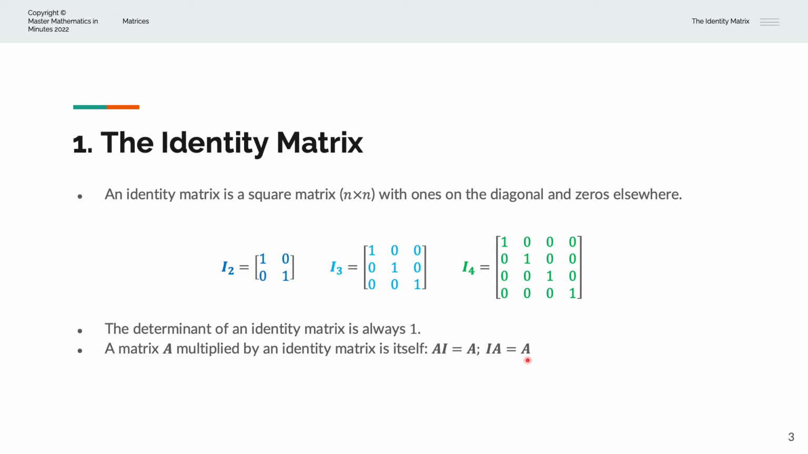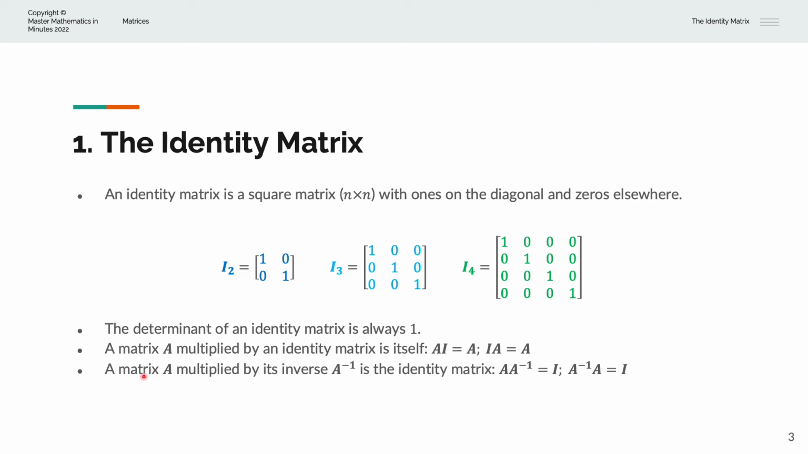So remember, it's important to check whether these two matrices can be multiplied by checking the order of these two matrices. So these identities will be dependent on whether you're able to multiply these two matrices together.